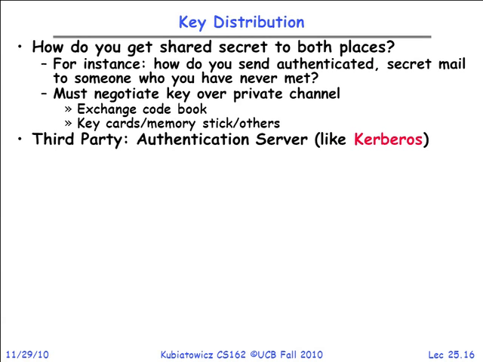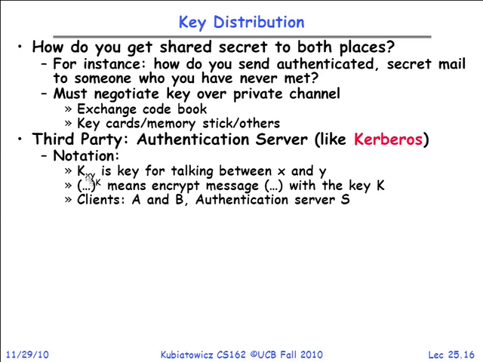So let's put some notation out here. We're going to say that k sub xy is a key for talking between x and y. So for instance, maybe in our previous example, this was k sub ab for Alice and Bob. Putting something in parentheses and raising it to the key is not really a power, it just means encrypt the message with the key. And so we're going to have three parties here: client A and B, and authentication server S. Is everybody with me on the notation here?